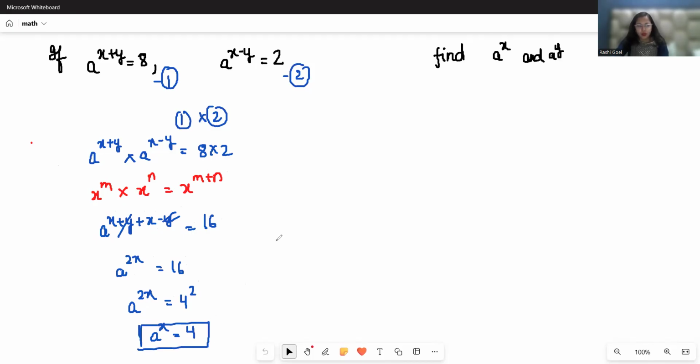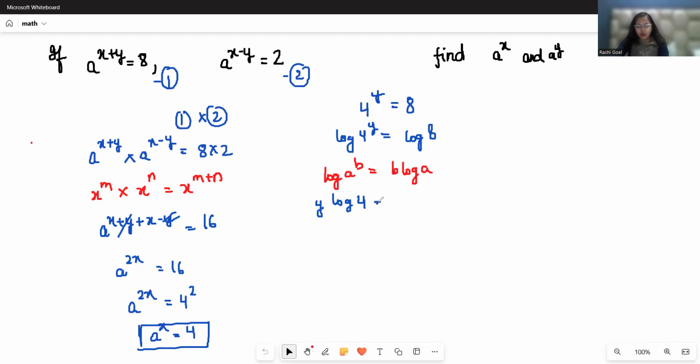Now put the value in equation number 1. So it becomes 4 power y is equal to 8. Now if I take log on both sides, log 4 power y is equal to log 8. According to the log rule, log a power b is equal to b log a. So it becomes y log 4 is equal to log 8.